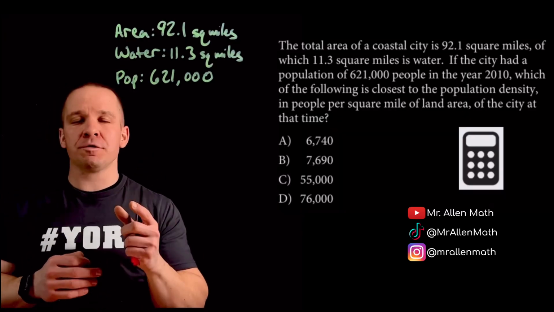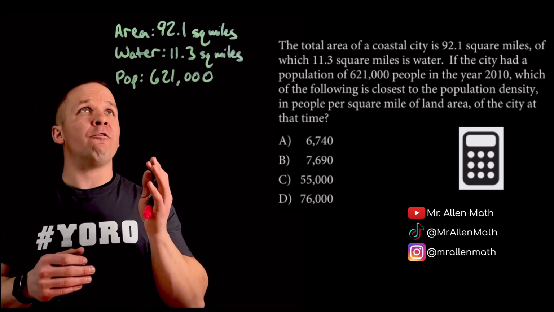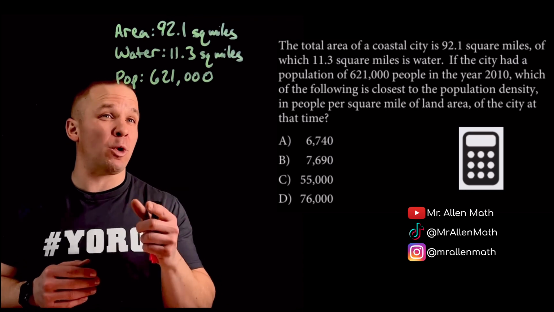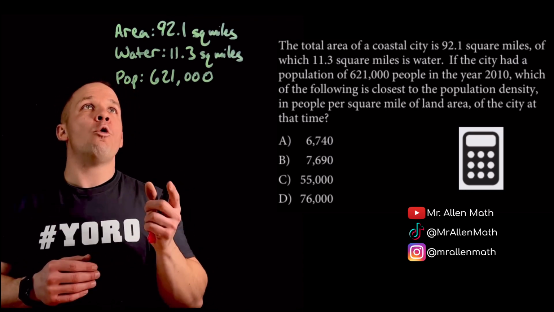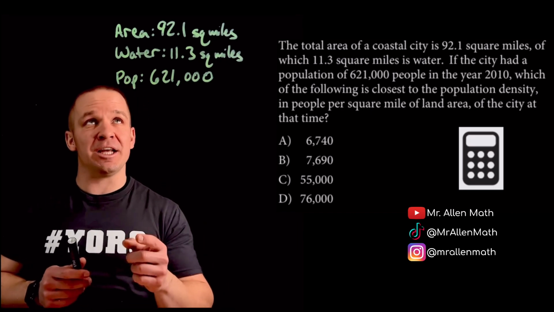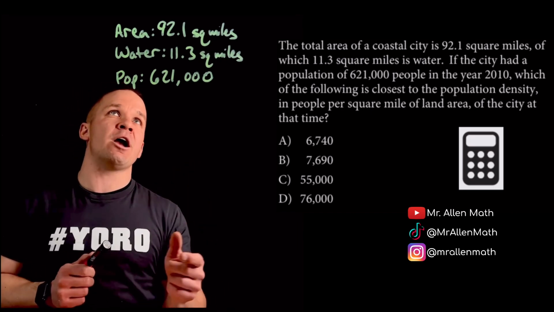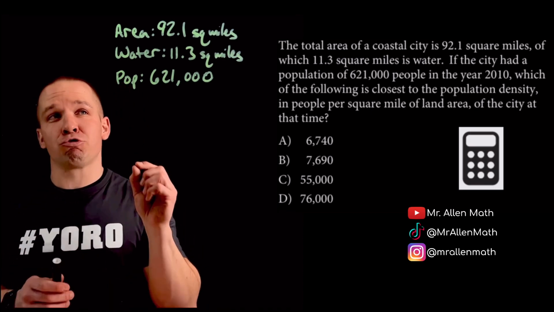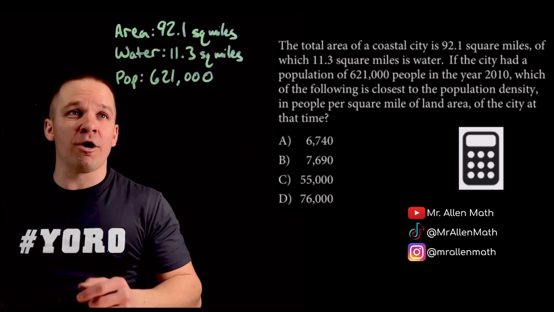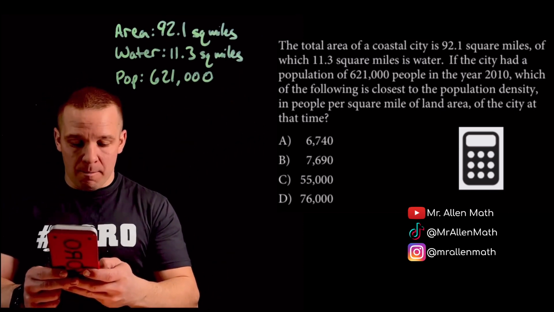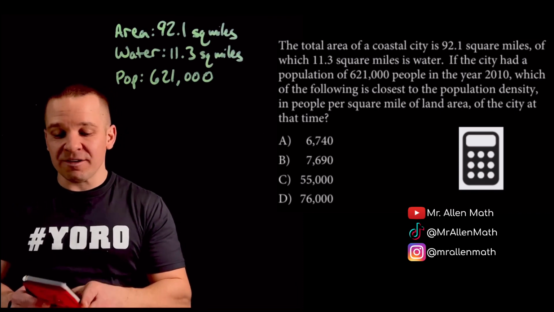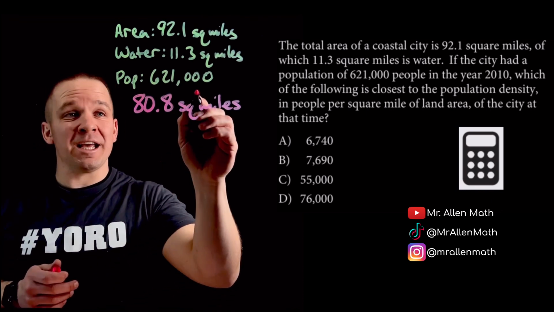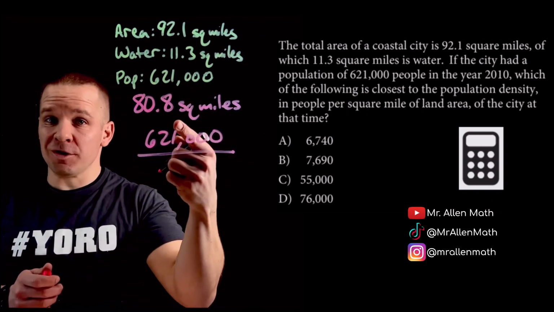We got the total area of a coastal city is 92.1 square miles, of which 11.3 square miles is water. If the city had a population of 621,000 people in the year 2010, which of the following is the closest to the population density in people per square mile of land area of the city at that time? Well, the trick here is that we got to subtract our area by the amount of water that we have. So 92.1 minus 11.3. That gives us 80.8. And since we want people per square mile, we're taking people and dividing it by the square mileage.